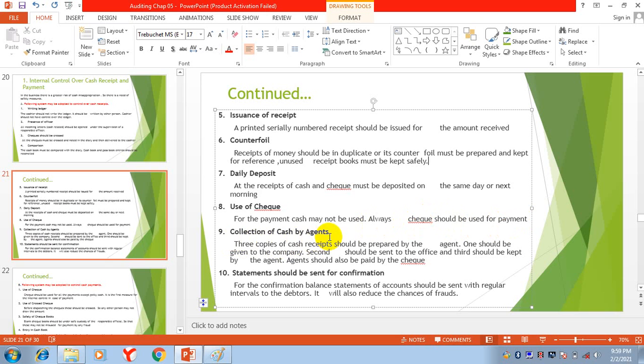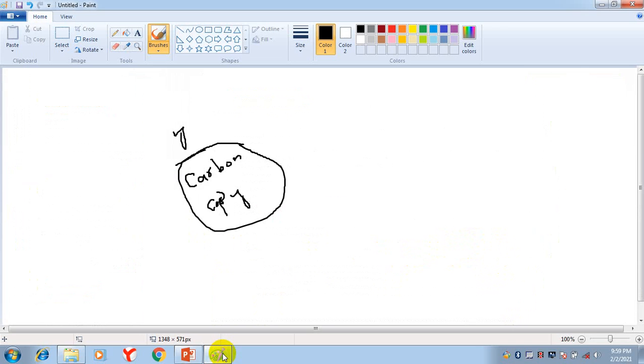Collection of cash by agents. Three copies of cash receipts should be prepared by the agent. If there are agents who are collecting cash on behalf of the company, there should be three copies. One copy they will give to the company, the second should be sent to the office, and the third should be kept by the agent. You can take the example of debit card and credit card payment.